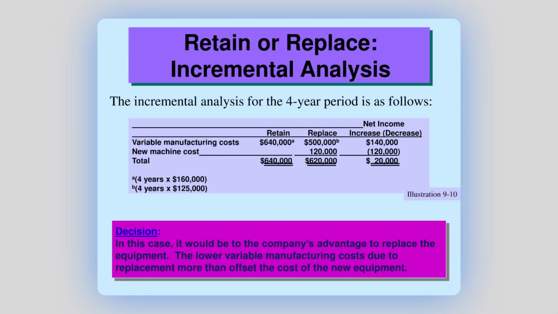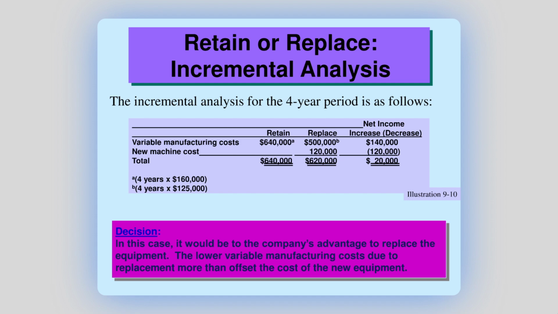So, of course, class, the incremental analysis for this 4-year period is as follows. If I will retain, how much, class? So, 640. So, 160 times 4. If we replace, it will be 125 times 4, you have 500,000. So, if you will retain, your cost is only 640. If I will replace, of course, the variable cost, the formula here is 4 years times 125. And then the machine cost naman is 120.